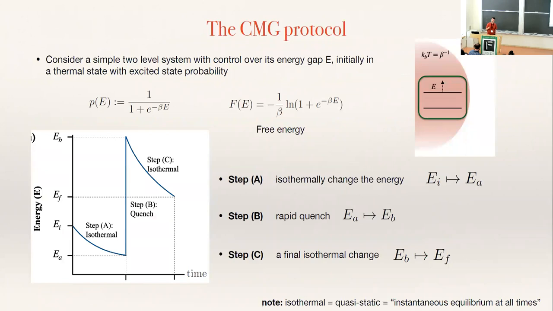It goes as follows. Let's start with a simple two-level system where you're varying the energy gap of the system in time. We begin at some initial energy, and what we need to do is lower that energy via an isothermal process. An isothermal process here means that you go quasi-statically and you stay in equilibrium at all times. Then when you get to this point, which I call step A, you need to do a very rapid change in the energy up to a much higher value. This is almost instantaneous. And then finally, we lower the energy back along another isotherm.